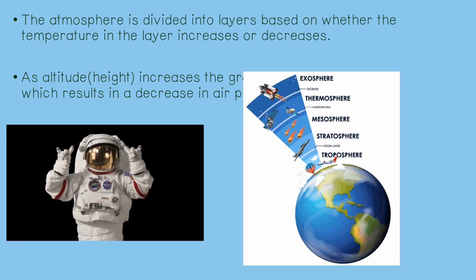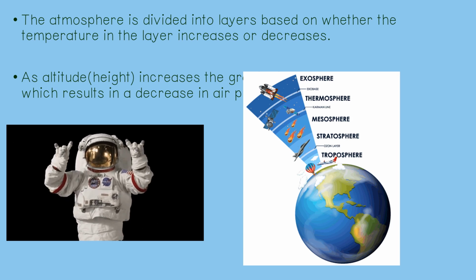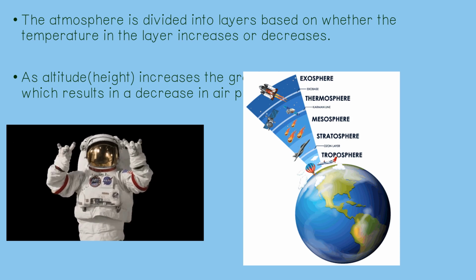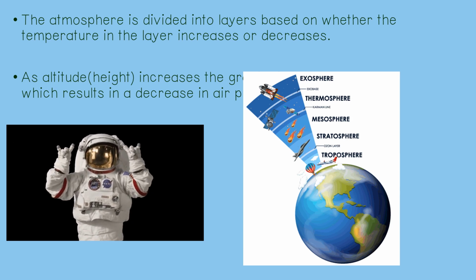All right, and then again, here's our graphic. As we go throughout the troposphere, stratosphere, mesosphere, thermosphere, and exosphere, that air pressure is decreasing. So we are here on Earth, and as we go up, that air pressure decreases.